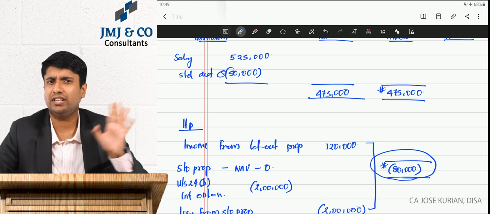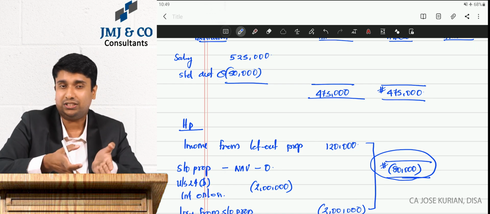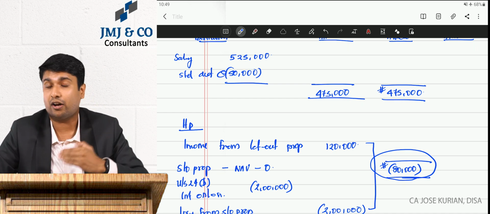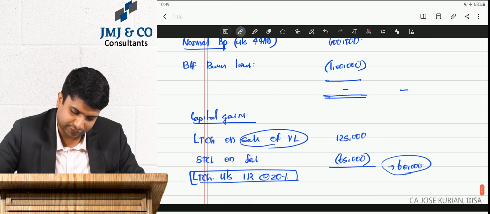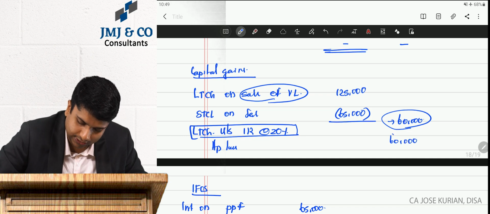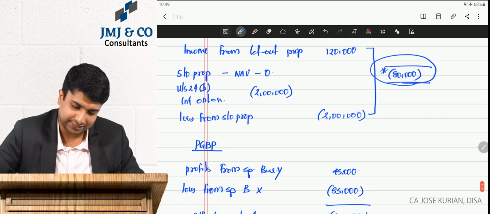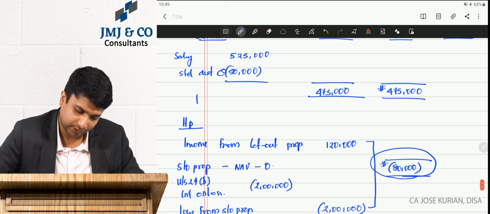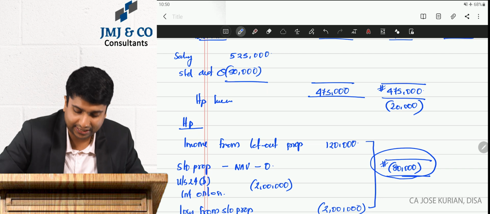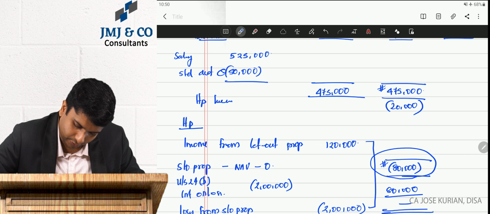It is actually not a thumb rule. It is as per the circumstances of this question. If you set off the house property loss initially against long-term capital gain, then the assessee is supposed to pay a lesser amount of tax. That's why I'm setting off initially against long-term capital gain. So out of that 80,000 house property loss, 60,000 I am setting off against long-term capital gain, and my long-term capital gain would be nil. Then the remaining house property loss would be 20,000, and that I will set off against my salary income. Here the 80,000 is completely set off.